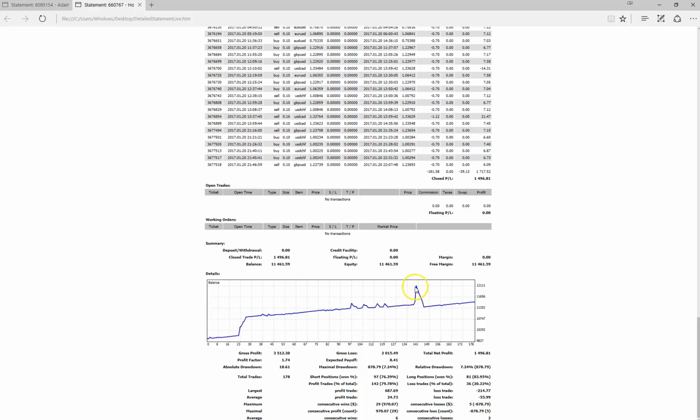This is the spike here on the dollar CAD. So it did actually close, I think, for a small loss, and we can see down here that the maximal drawdown had reached 7.24%, or $878. So absolute drawdown, I don't believe that has changed.